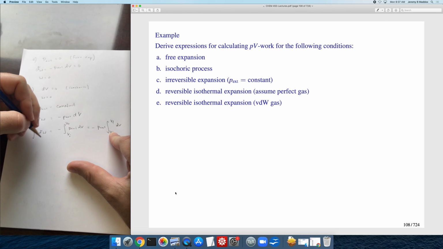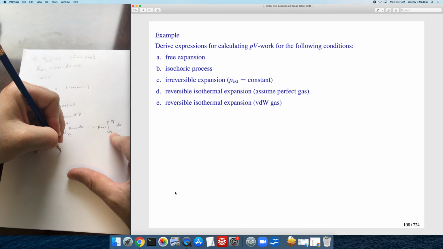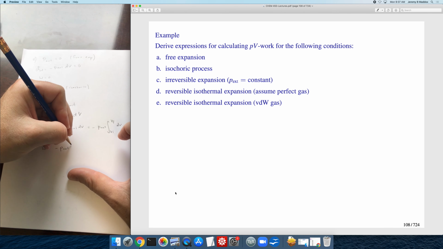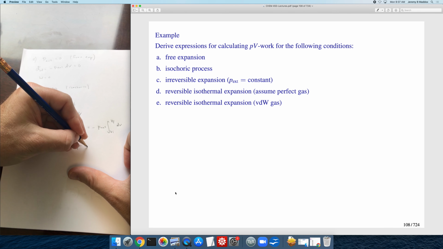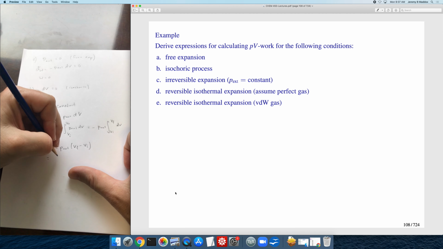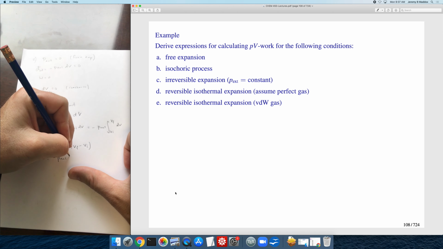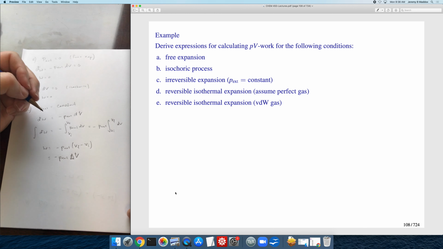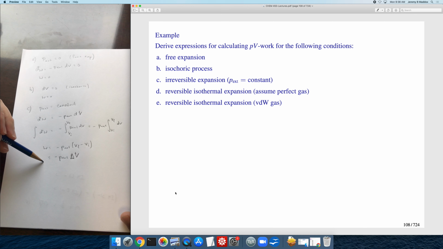This is a very easy integral to solve. We get VF minus VI, and that's often written simply like this, as a delta V. So this is the formula that you would use when you're expanding or being compressed by a constant external pressure.